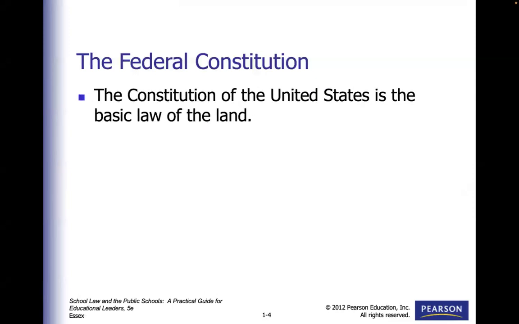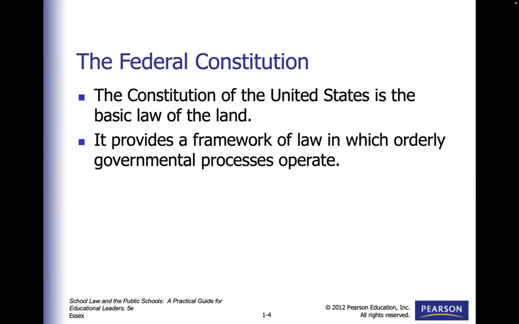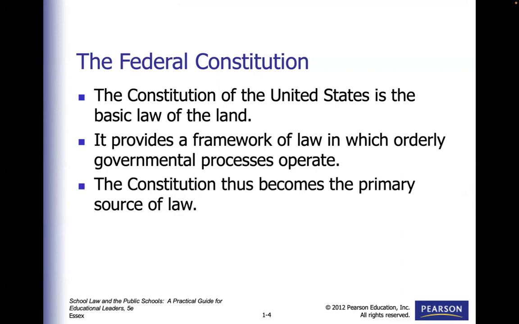Now, getting into the federal Constitution, the Constitution of the United States is the basic law of the land. It provides a framework of law in which orderly governmental processes operate. The Constitution thus becomes the primary source of law. Now, as we know, because of the Constitution, we have a national government consisting of the legislative, the executive, and the judicial branch, which divides the power of the federal government, and it also gives power to the states as well.